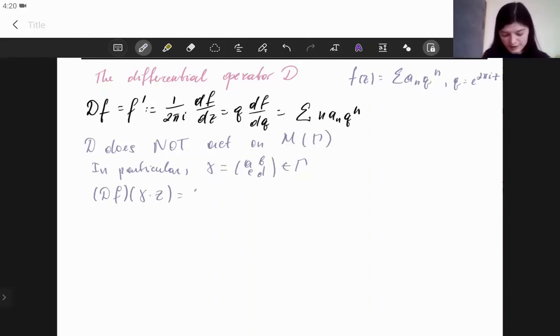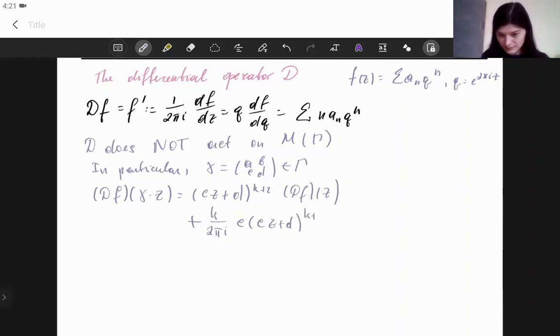Well, the first part is fairly standard, and it might give us some reason for optimism. So we get (cz + d) to the k plus 2 times Df of z. And then if we see this, we're thinking, okay, this kind of looks like a modular form, maybe of weight k plus 2, but we also have an extra term given by k over 2 pi i times c times (cz + d) to the k plus 1 times f of z. So this entire part is an extra term.